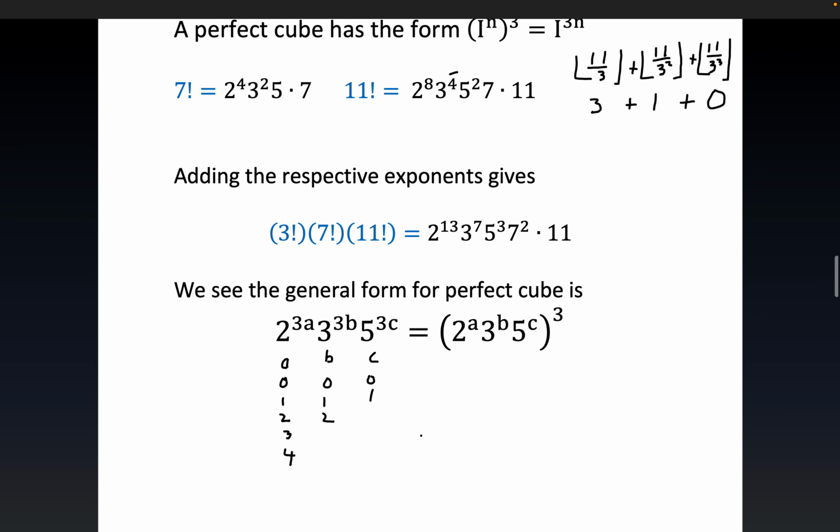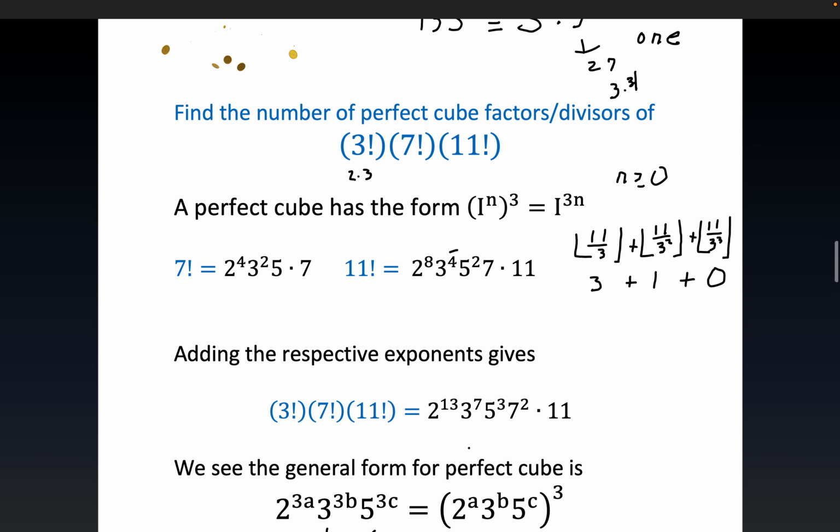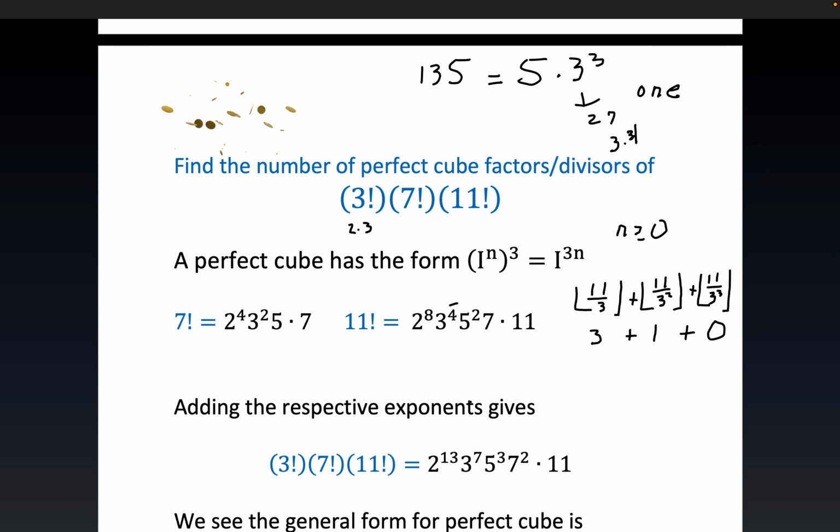So what we have is 5 possibilities here, times the 3 possibilities for the exponents here, and then times the 2 possibilities for the exponents for the base 5 condition. So what I'm getting is 30, equals 30. There are 30 possible perfect cube factors for this unpronounceable number, which is somewhere in the trillion range, I think. So it's 30.